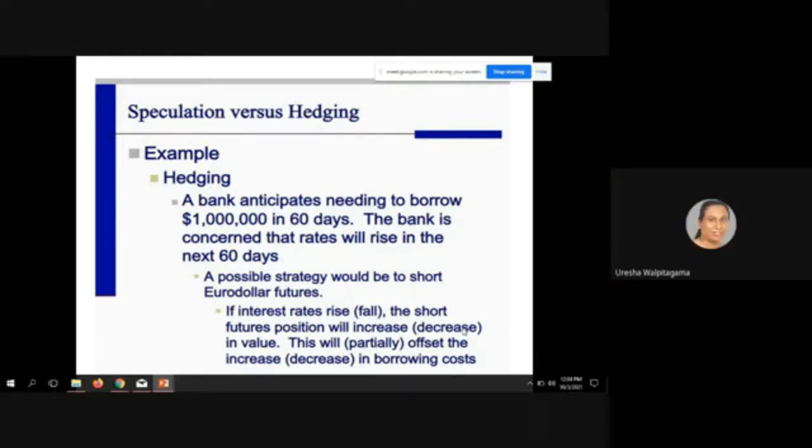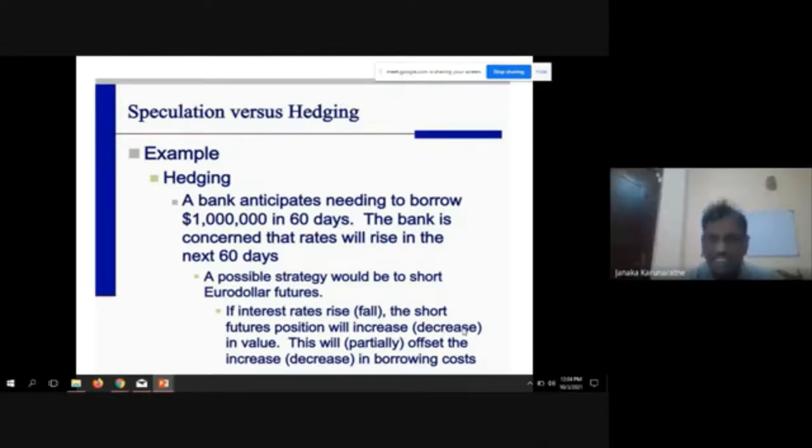Since interest rates are increasing, the bank has to pay more interest if we borrow after the 60 day period. Exactly. So your concern is rising interest rates. When you want to borrow in 60 days' time, if the dollar borrowing rate goes up, then you are in trouble, in the sense that your cost will go up. But you don't want to borrow now and pay interest for 60 days. So how do you use futures contracts? Simply, you can short euro-dollar futures. So how does it happen?